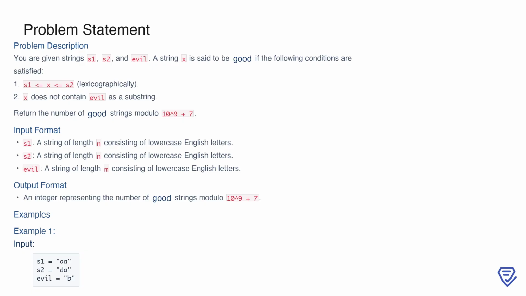The input consists of three strings, S1 and S2, both of length n, and evil, of length m. The output is a single integer representing the count of all good strings that satisfy these conditions. To better understand the problem, let's look at examples.